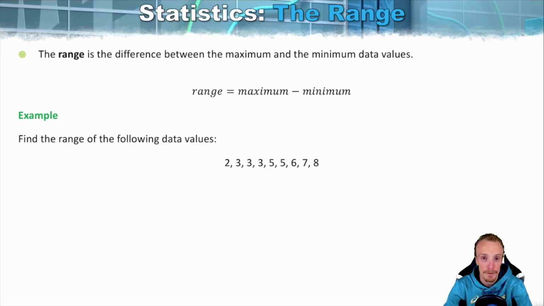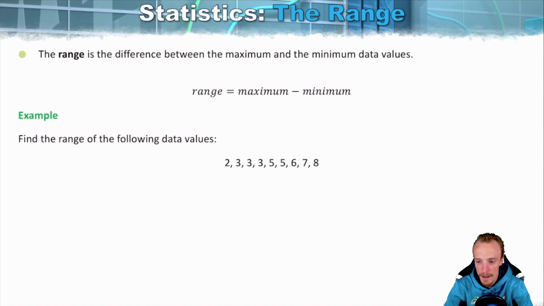So first of all, the range. The range is the difference between the maximum value and the minimum value of your data set. So it's really looking at just two individual points and how far spread out those two points of your data set are. To calculate the range, it's going to be the maximum subtract the minimum.